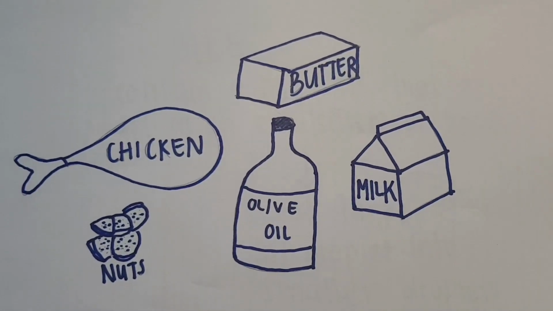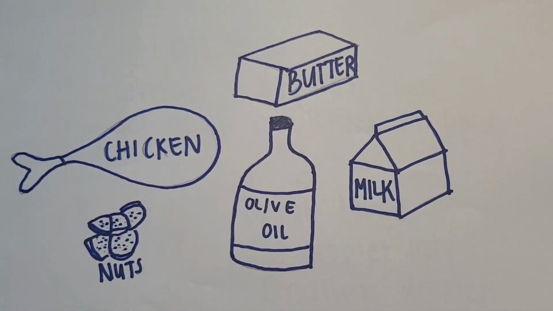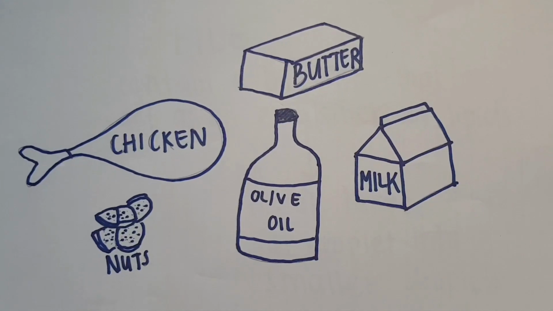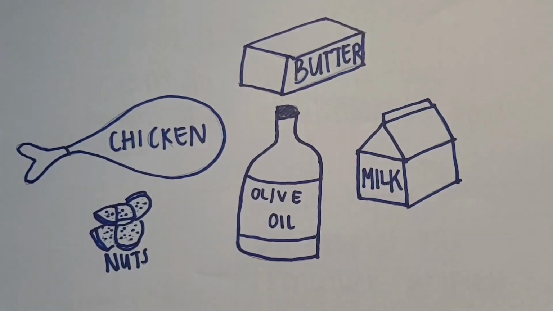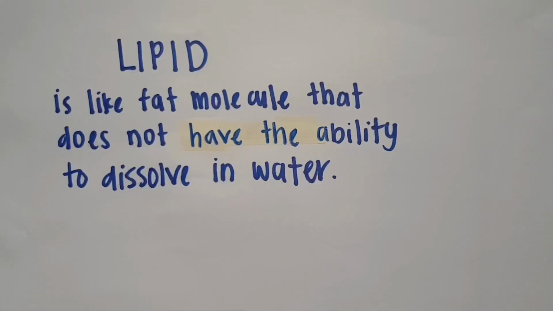Fat is a common example of lipid. We can find fat in food such as meat, seafood, and dairy products. In this video, we will explain how lipid is digested and absorbed out of the digestive tract.